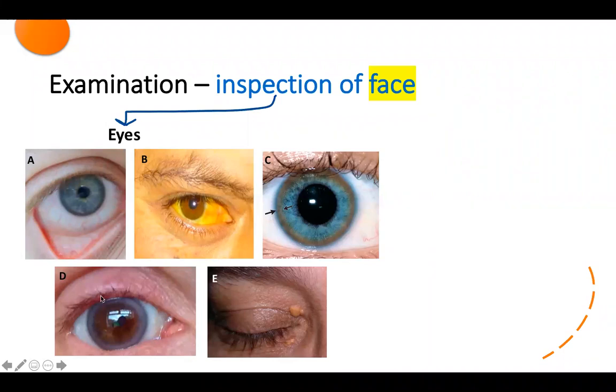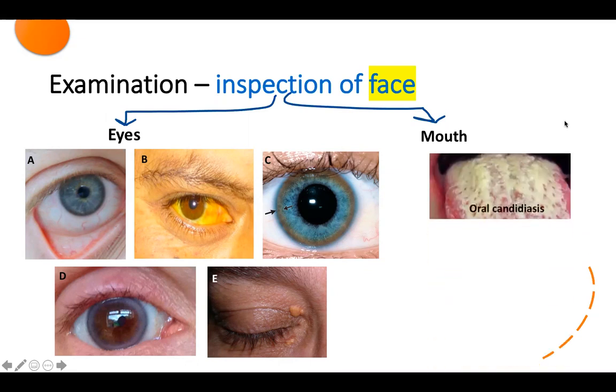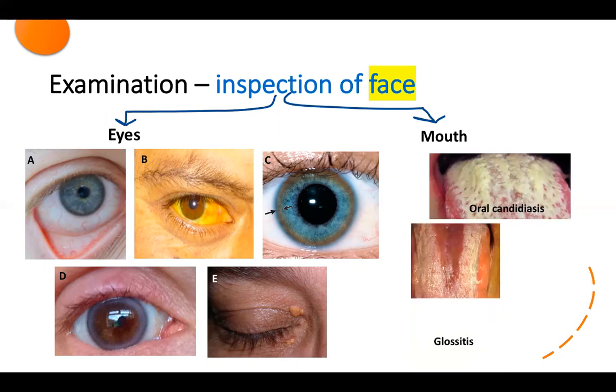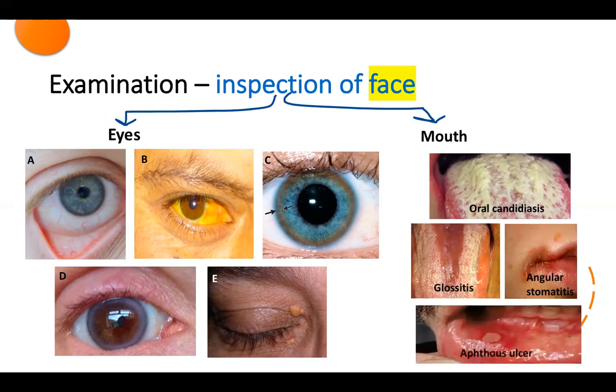Right, so D is corneal arcus and E is xanthelasma. And I put D and E together down below because both could possibly indicate hypercholesterolemia. So these are the common things that you want to look out for when you examine the eyes. Then you move on to examining the mouth. So you want to see if there's any oral candidiasis. You want to look out for any glossitis, any angular stomatitis, and aphthous ulcers. So those are the common things that you would say, but in general, you want to look at the general hygiene as well and just make sure everything's fine.